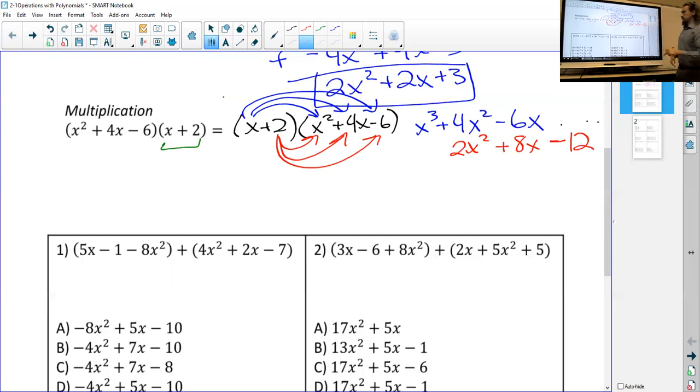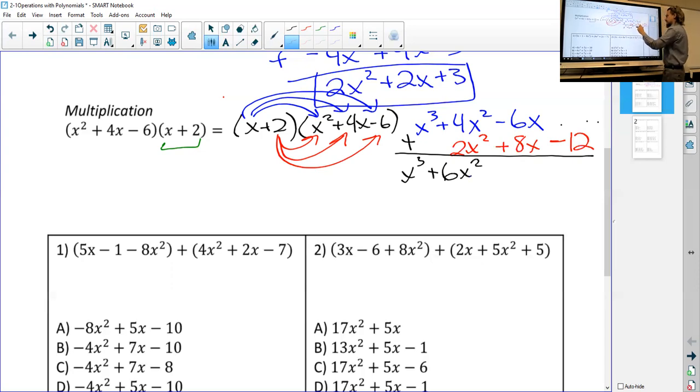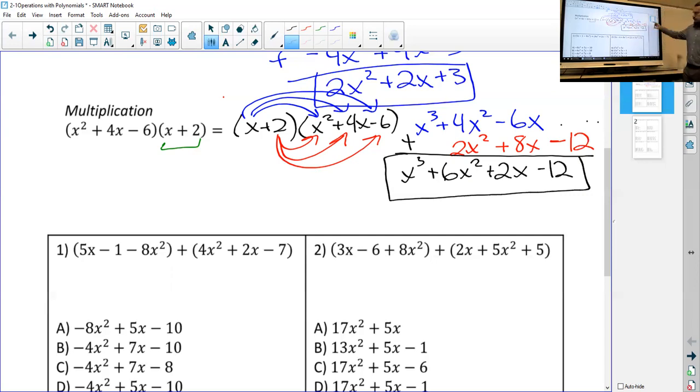Okay? So once we've done that, the whole reason why I do this is now when I want to combine everything, everything is all lined up for me. So I only have 1 x to the third. 4 plus 2 is 6x squared. Negative 6 plus 8 is positive 2x. And this minus 12 is by itself, so I just bring it down. And then that becomes my entire answer. Okay? So this part, how you organize your answers as you work it out is up to you. This just makes it easier for me to see. And I don't have to go back and think about where are all my x squareds, where are all my x's. That's up to you.